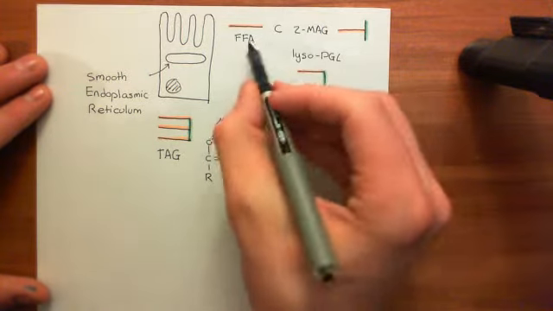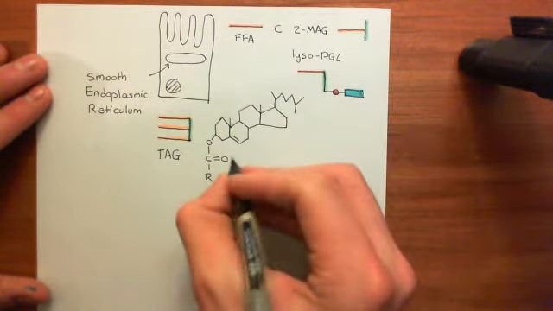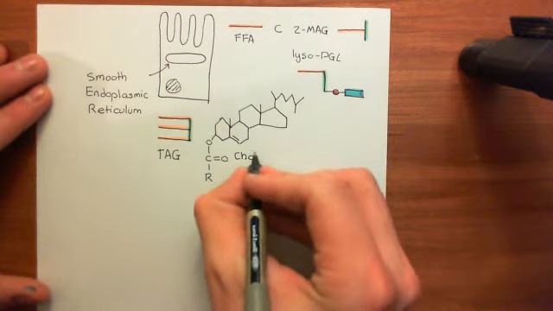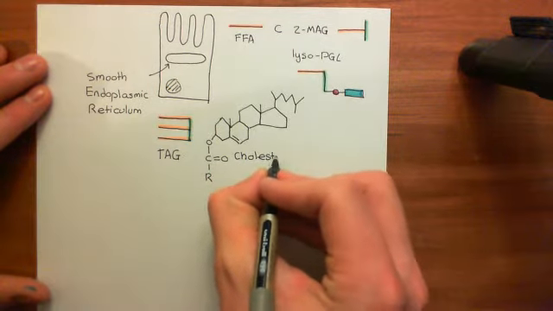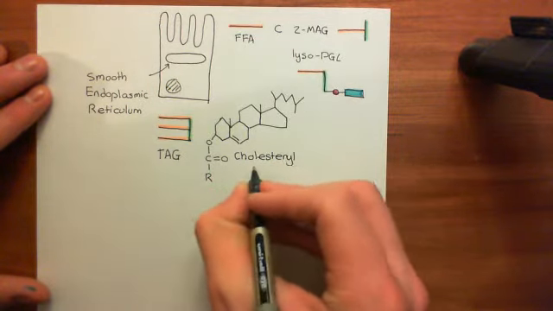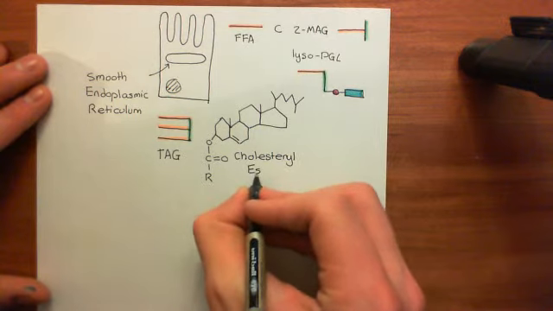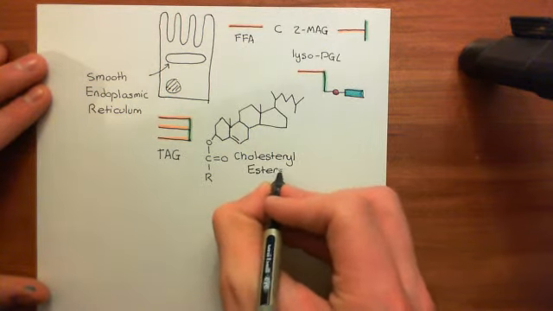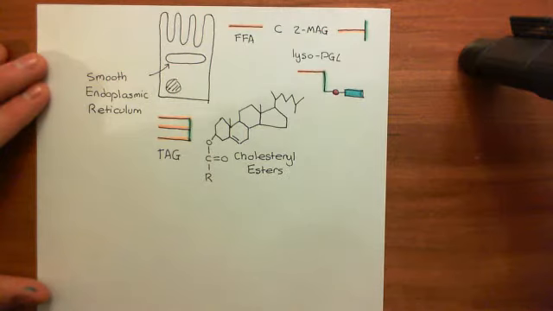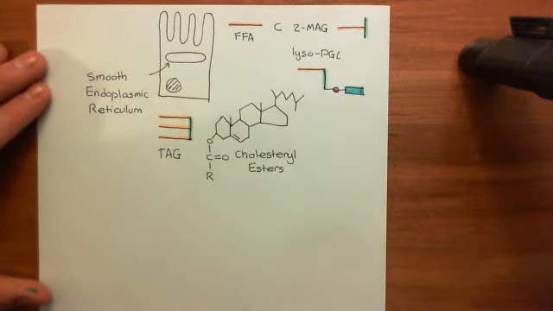Okay, so we're going to take a fatty acid molecule plus cholesterol, and we're going to resynthesize them into cholesterol esters. Okay, now not all of the cholesterol will be resynthesized into cholesterol esters, because not all of the dietary cholesterol that you took in was originally cholesterol esters, so some of it will remain as free cholesterol.